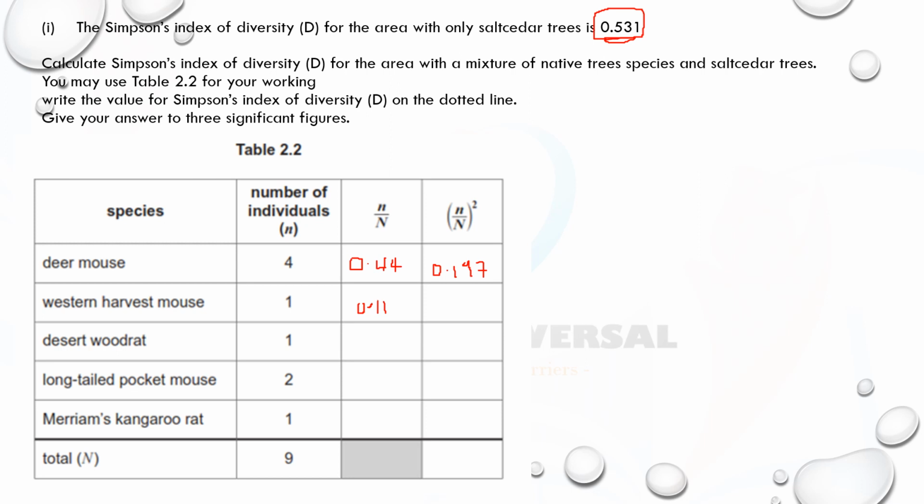So I'll then square it. Okay, I'll square it. Yeah, so that gives me 0.012 approximately.